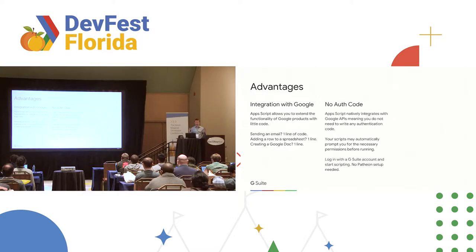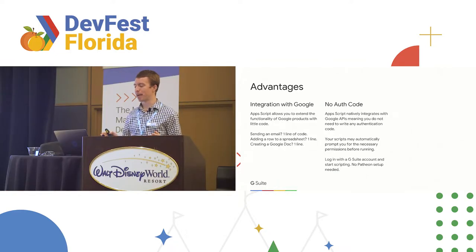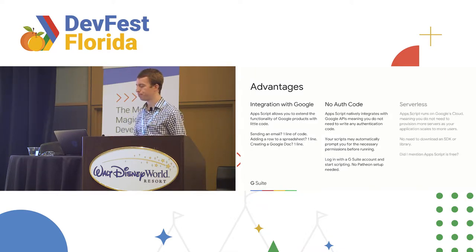Second, as I mentioned before, no OAuth code is needed. So AppScript natively integrates with Google APIs, meaning you don't need to write any of that service account authentication code. You don't need to worry about where you manage your credentials. Your scripts will automatically prompt you if the user hasn't used the script before, if they haven't said, hey, you can send an email on my behalf. And you just need to log in with your G Suite account.